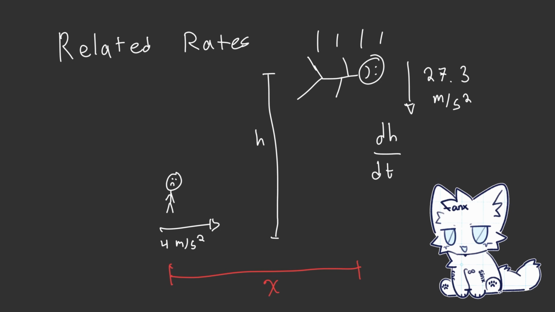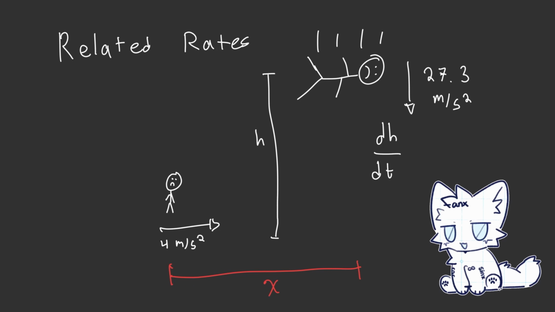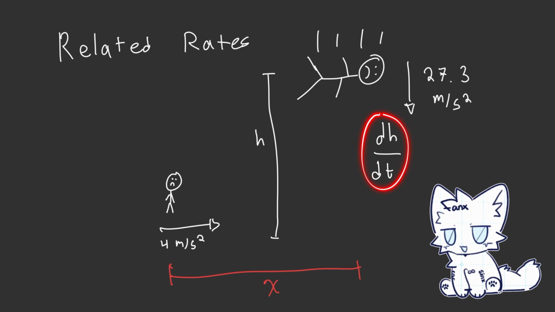And same thing here. Can you create a rate similar to this for horizontal distance? I'll give you a moment. Well, hopefully you tried that. It would just be dx dt, the change in horizontal distance, x, with respect to time.